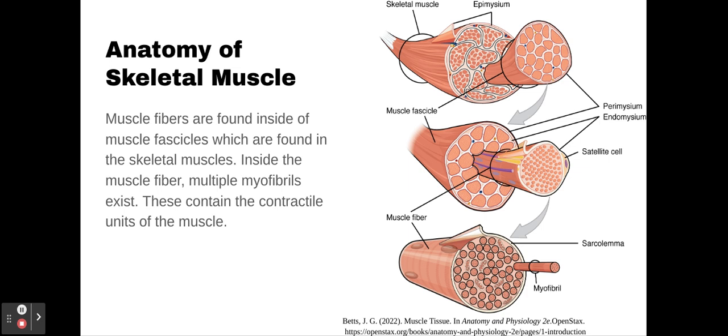Let's first examine the anatomy of the skeletal muscle. Muscle fibers are found inside of muscle fascicles, which are found in the skeletal muscles. Inside the muscle fiber, multiple myofibrils exist. These contain the contractile units of the muscle.